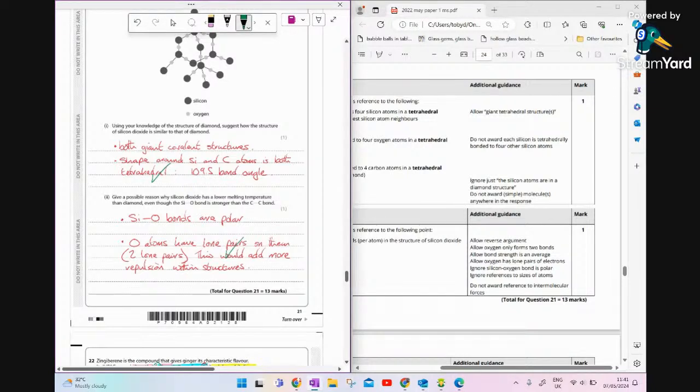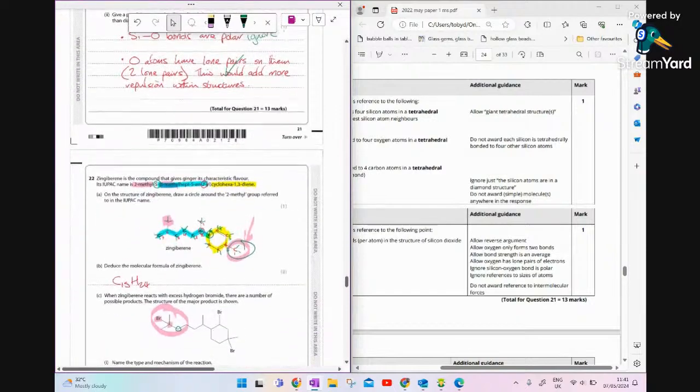Yay! Ignore silicon-oxygen bond is polar. Ignore reference to sizes of atoms. Phew! Ignore. That's right, because it doesn't really matter. The polar bond will mean it'll be attacked, but it doesn't really weaken the bond so much. So in reality, the lone pairs, good grief, would add more repulsion within the structure. I'll take it, but tough question that.